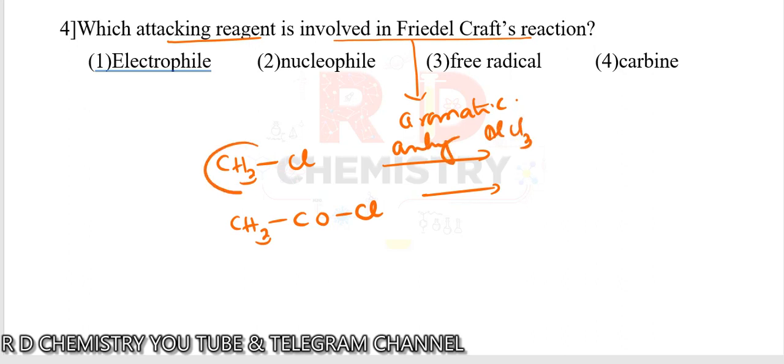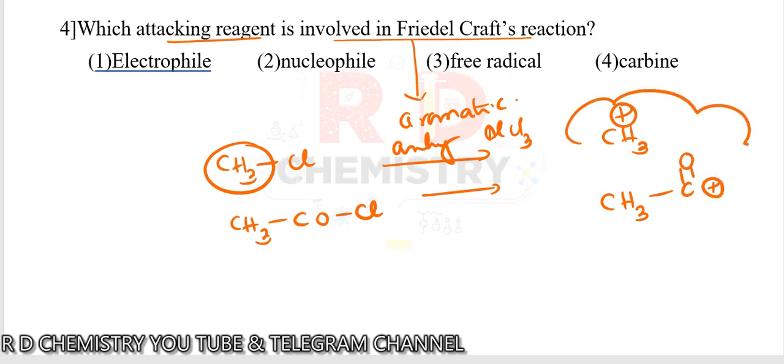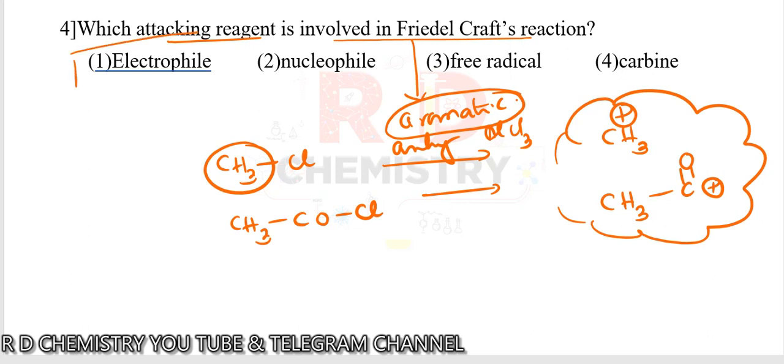it generates the methyl carbocation, and in this case, the acyl cation. Therefore, these are actually electrophiles. Electrophile easily attacks electron-rich benzene rings or aromatic compounds. So the answer is option number 1.